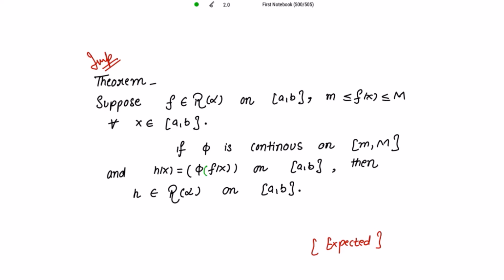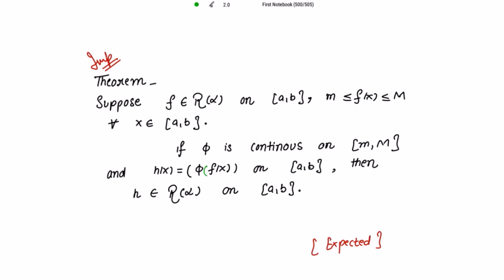One is that f is Riemann integrable and is bounded between the values small m and capital M, right? And secondly, it is given that phi is continuous on the closed interval [m, M], right? And h(x) is equal to phi of f(x), which means h(x) itself is a function depending upon the values of f(x) on the closed interval [a, b], right? Now because phi is continuous on this closed and bounded interval, phi is also uniformly continuous on it.